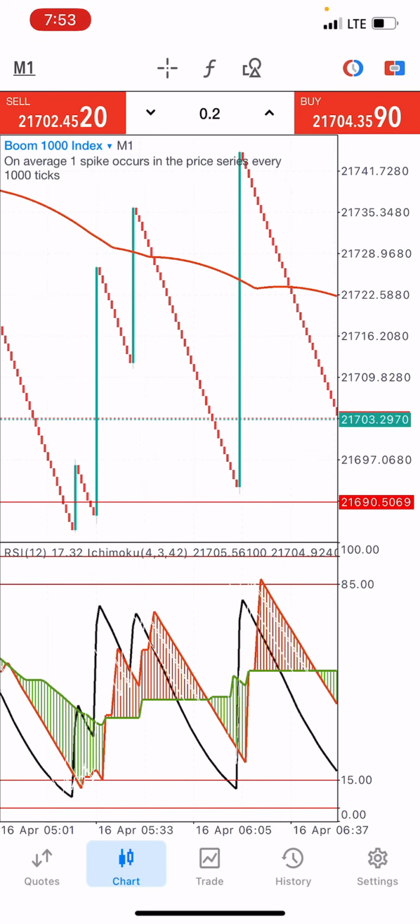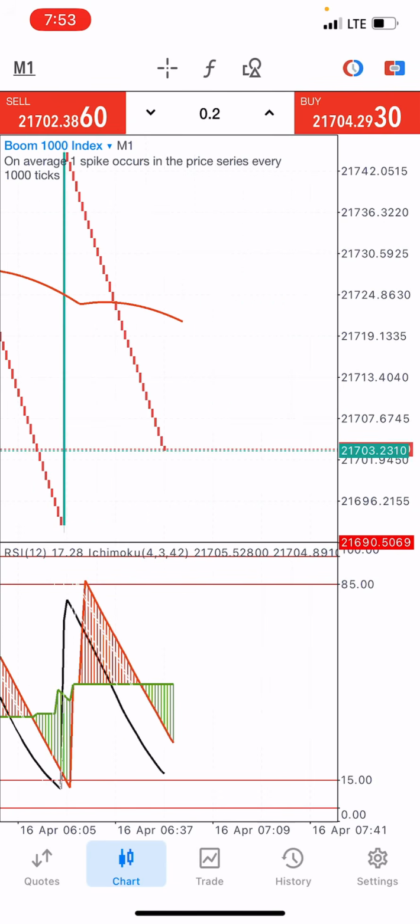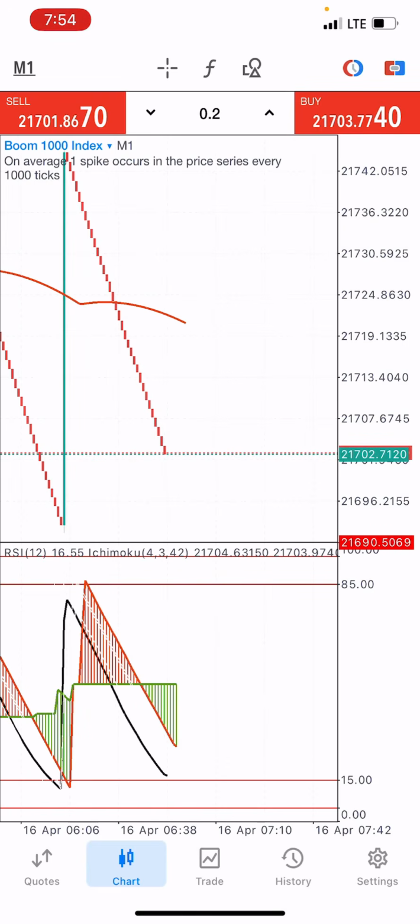Now, this strategy is for catching spikes on the boom and crash markets. You can use it to trade all the boom and crash markets apart from the 300s. Boom 300 and crash 300 is not suitable, it's not okay for this strategy. If you use it for this strategy, that's your own problem, but I will advise you to stay away from using this strategy to catch spikes on boom 300 and crash 300.